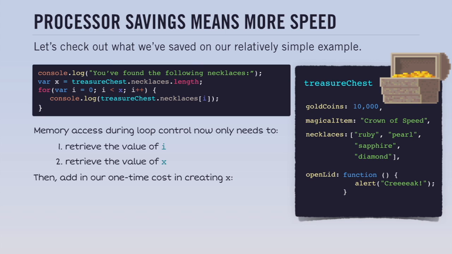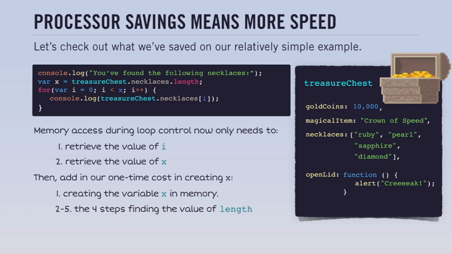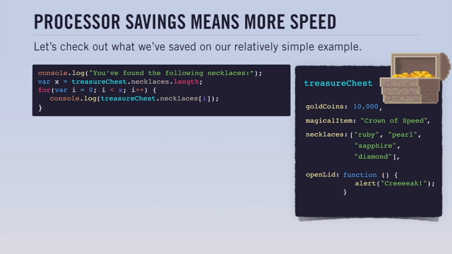What does that mean? That means, well, we created the variable x in memory, that's a step. And then there are also the 4 steps that we saw before in actually retrieving the length value from the array inside the object. Now, if you can tolerate a little math here, we've got 2 steps for every loop. That means that we're going to do 4 executed loops and then a single check to stop. So that's 5 total starts of the loop parameter.